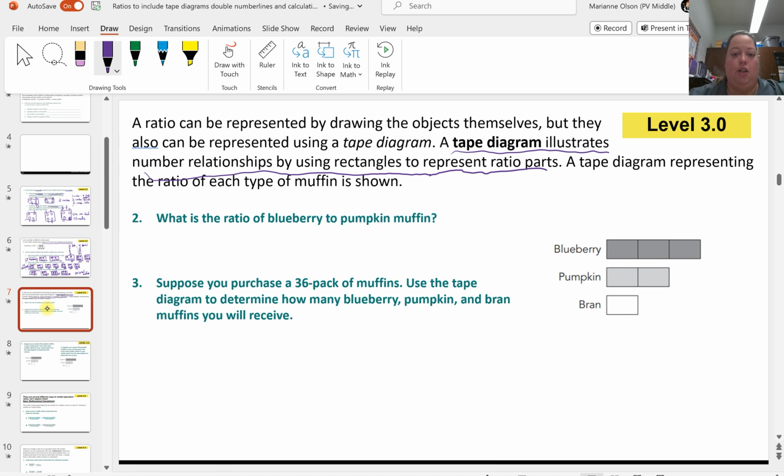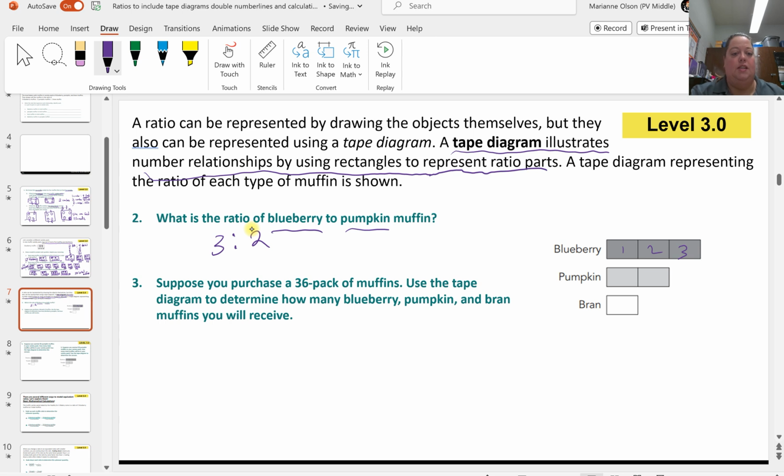So here I have my ratio. And remember, our questions are different. If I look at my ratio, my question is asking blueberry to pumpkin. And remember, each rectangle represents one muffin. So we have 1, 2, 3. All right, so I have 3 blueberry to 2 pumpkin. Now you answer your question.